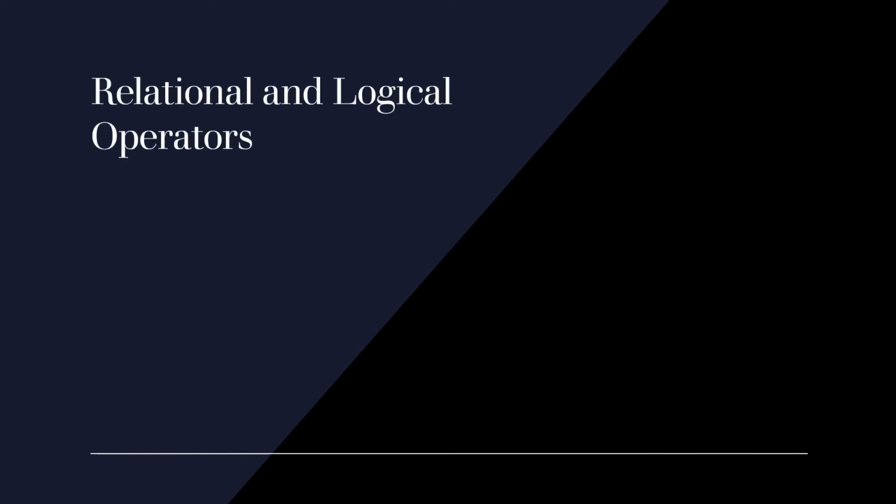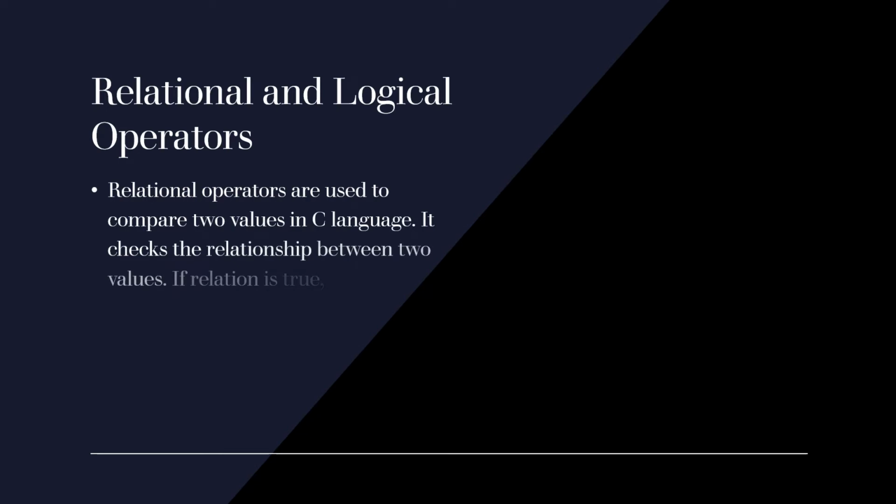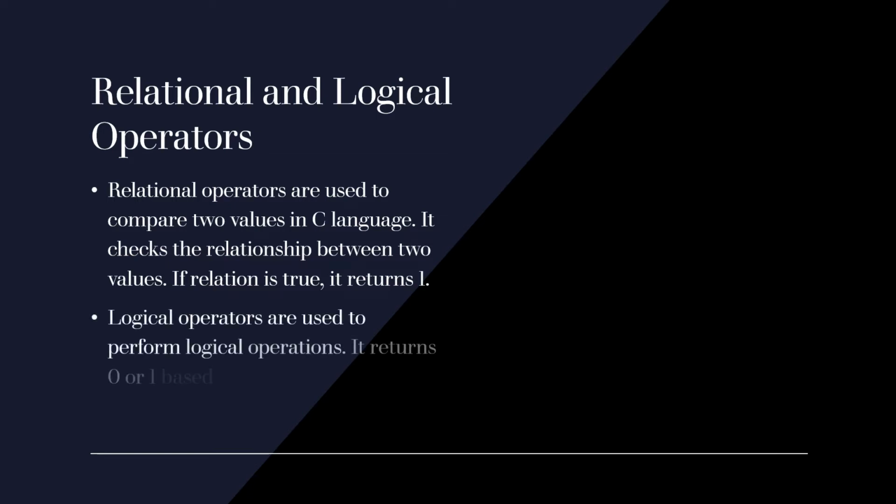Now, let's see about relational and logical operators. Relational operators are used to compare two values in C language. It checks the relationship between two values. If the relation is true, it returns 1, but if it is not, then it returns 0.